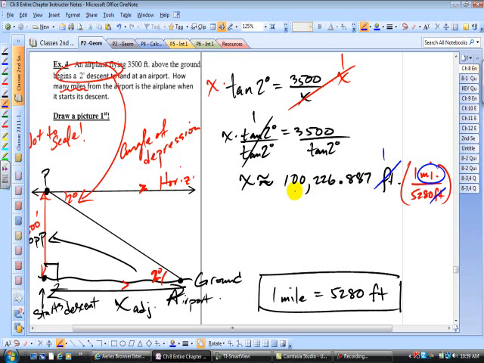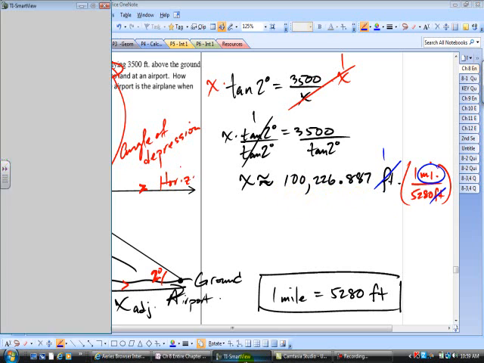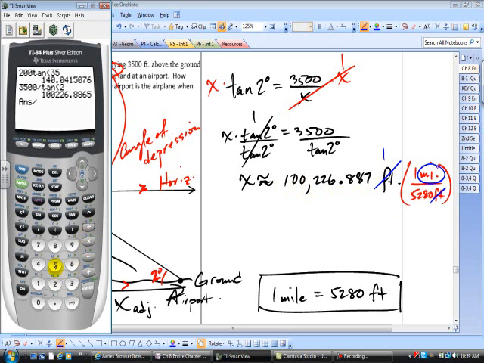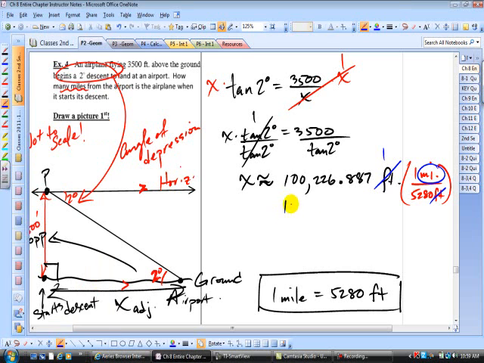Now this number, the 100,226, is already entered in the calculator. So all you have to do is divide it by 5,280, and it tells you how many miles it is. Let's divide it by 5,280, and you get about 18.982 miles. So 18.982 miles from the airport once it starts its descent.